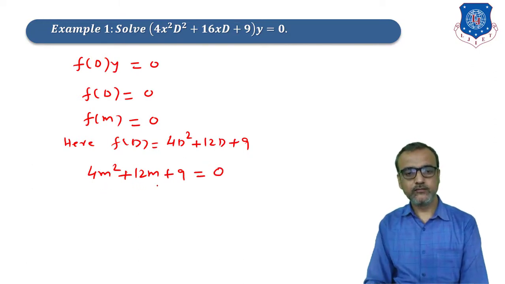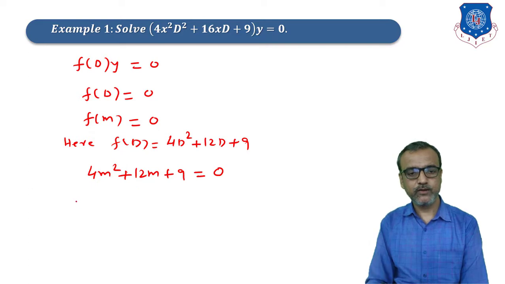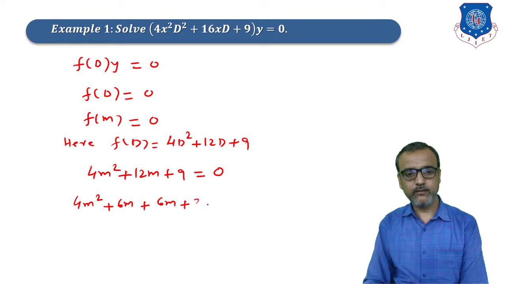Now we have to factorize this equation. We have to split the middle term 12m. We have to find two numbers such that their product is 9 into 4, which is 36, and their sum is 12. Those two numbers are 6 and 6, since 6 times 6 is 36 and 6 plus 6 is 12. So we will keep the first term 4m square as it is. We will split the middle term 12m as 6m plus 6m, plus 9, equals 0.